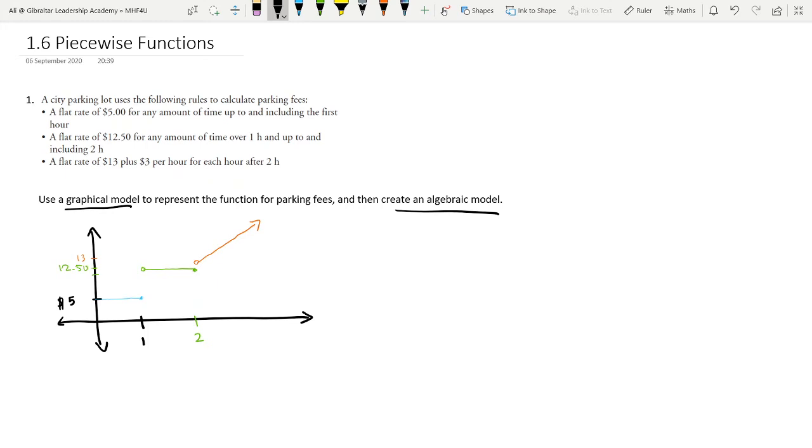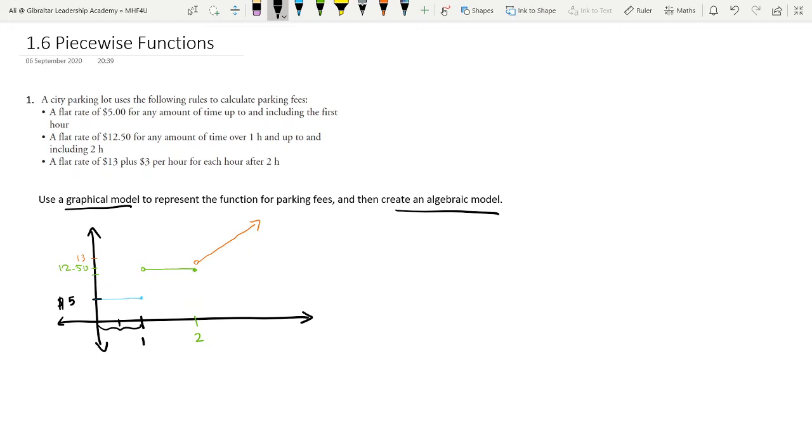I now need to go ahead and make sure we understand how I came up with this graph and then create a function out of it. Step 1, we know for the first hour from 0 to 1, it is a flat rate of $5. So if I stay for half an hour, $5. 1 hour, $5. 10 minutes, $5. Therefore, there's a horizontal line representing $5 for any amount of time between 0 and 1 hours.